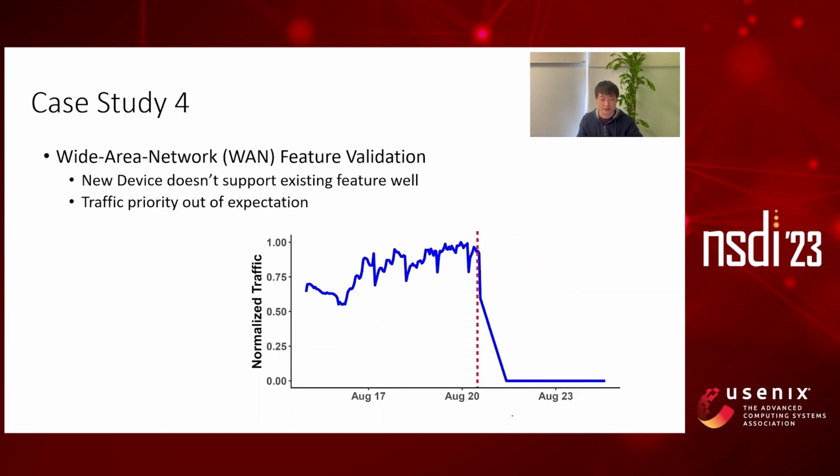The last usage of NetPanel we are going to share is feature validation. Microsoft has marked its background traffic to have lower priority during congestion with a DSCP tag. However, this function is not supported by some newly deployed devices. We found this by observing that some of the low priority traffic is classified as high priority in NetPanel. Altogether, NetPanel has helped save tens of millions of dollars per year.